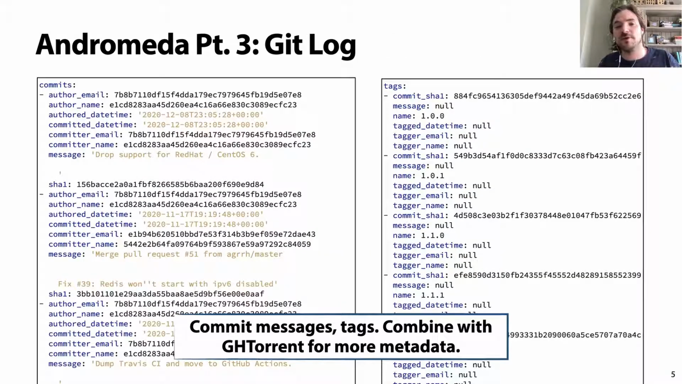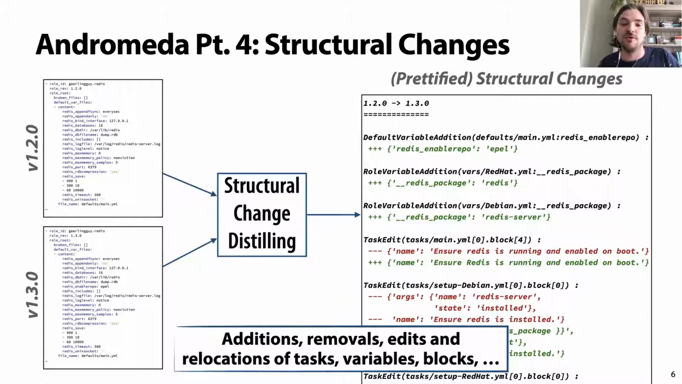Thirdly, we looked at repositories. We don't provide repositories themselves, but we do provide commits and tags. You can also use other datasets to get more information about these repositories. And then finally, using the tags and the aforementioned structural models, we extracted all of the structural changes between different versions of a role. These can be used to look at the evolution of these roles, where you can find things like additions of variables, removals of tasks, edits to metadata, etc.